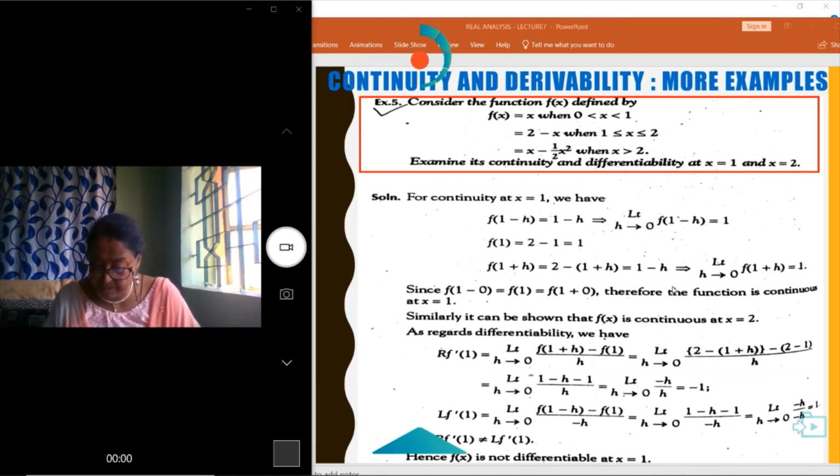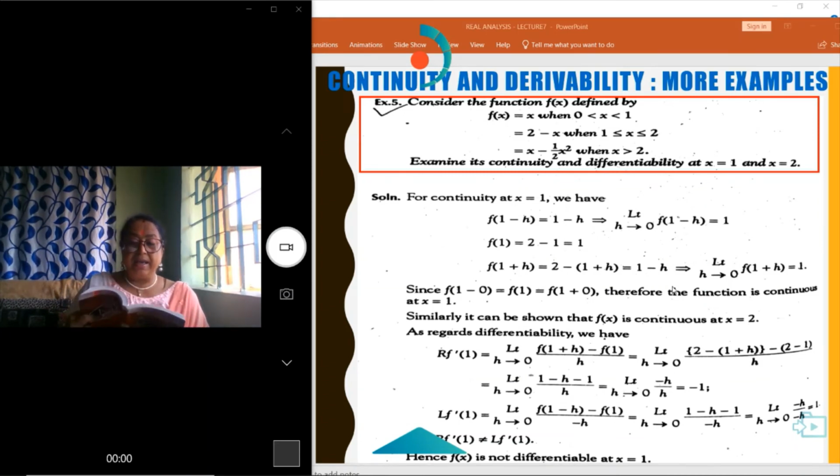Now, for differentiability, we find right hand differentiability, that is Rf'(1), and f(1 + h). f(1 + h) can be written as 2 minus h and minus f(1), and after putting these values we get right hand limit is not equal to left hand limit, hence the function is not differentiable at the point x equal to 1.